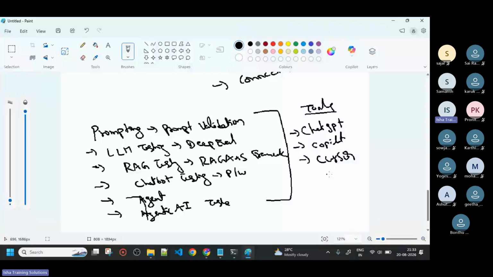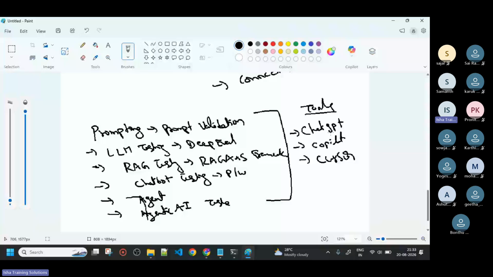If I say Cursor, there is Anti-gravity as well. There are n number of tools which are most widely used by companies, from my 6 years of experience. Still, people are looking for ChatGPT itself. There are n number of models they are deploying every month, or every couple of months.